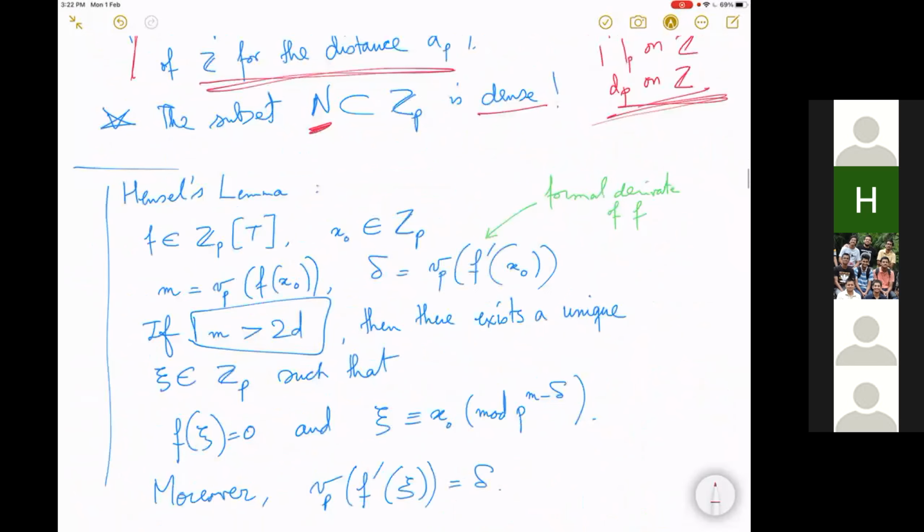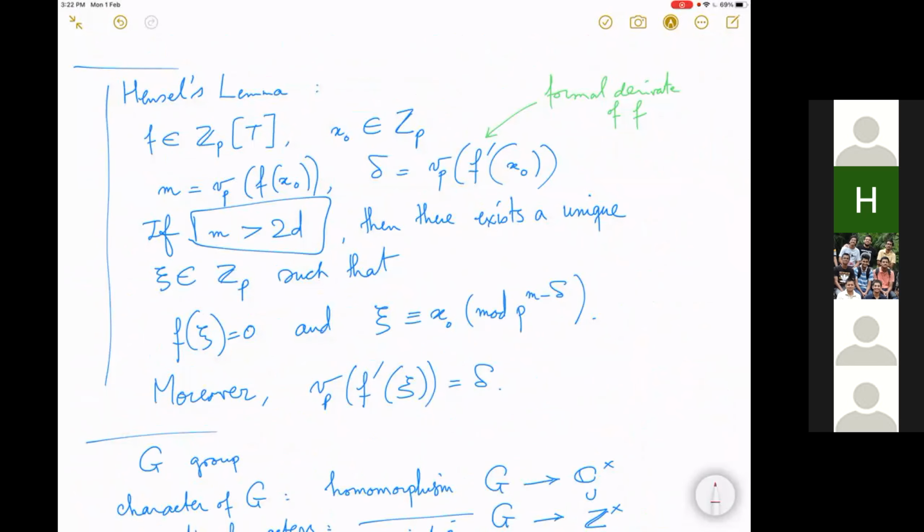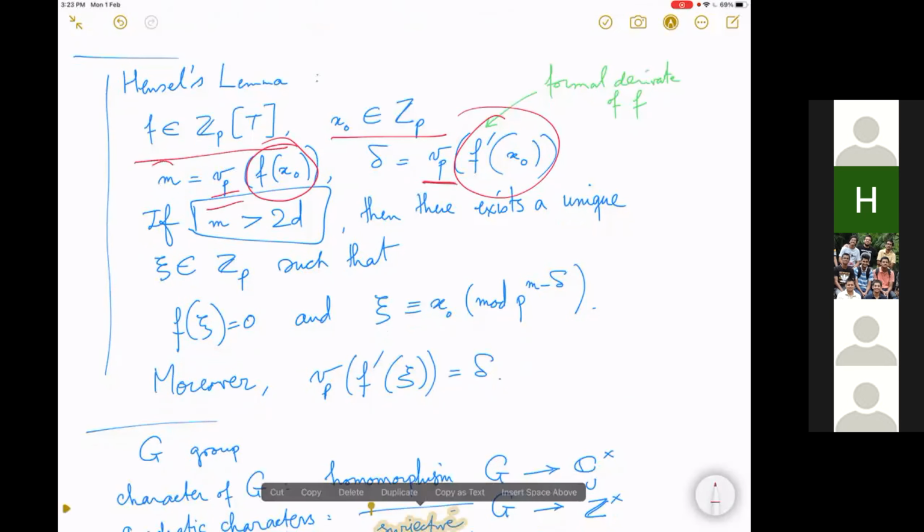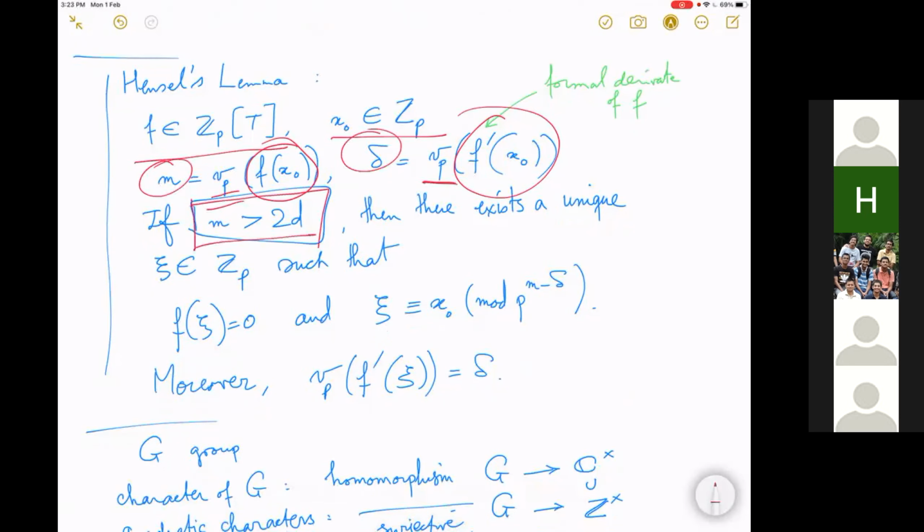It's called Hensel's lemma. And what does it say? It says you start with a polynomial with coefficients in Z_p, and you start with some p-adic integer x0. Then, of course, you can evaluate the polynomial at x0, and you can evaluate its derivative at x0. And these two things will have some p-adic valuations m and delta. So the only hypothesis we are making is that this m is strictly greater than twice delta. That's the hypothesis.